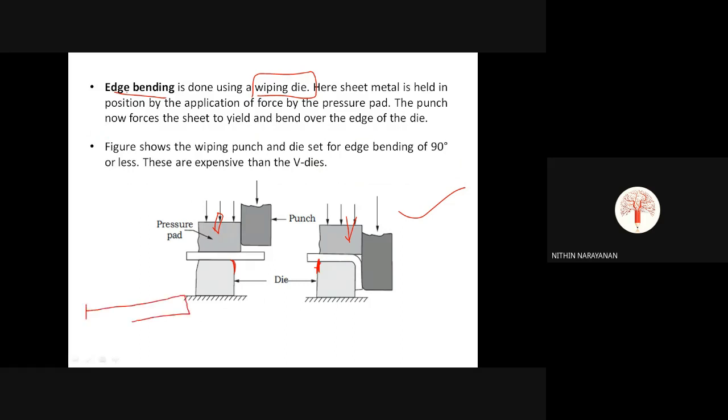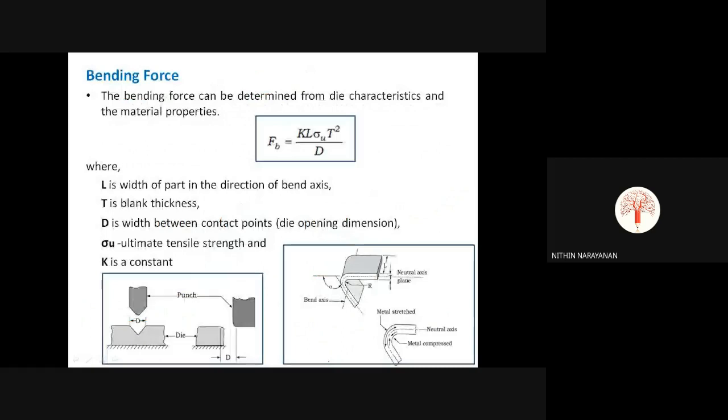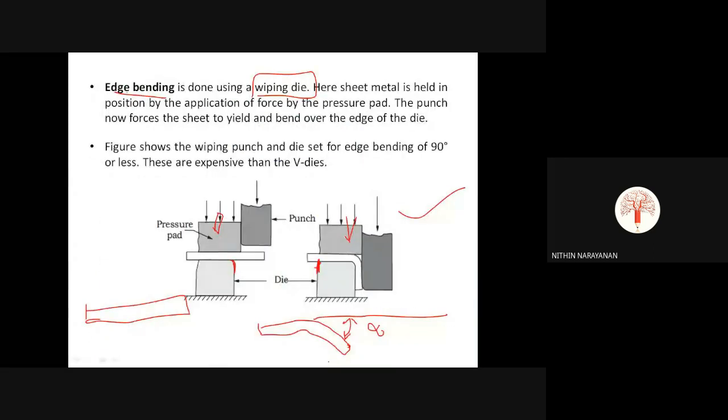Initially it was like this. Finally we bend it. This type we are bending. So from the initial line, this is the angle alpha. The maximum we can bend is 90 degree. Minimum 0 degree to 90 degree, we can bend any amount. So the figure shows a maximum of 90 degree or less. And one more point, these whipping dies and these edge bending equipments are expensive than V dies. Then bending force and all we will discuss in the next class.